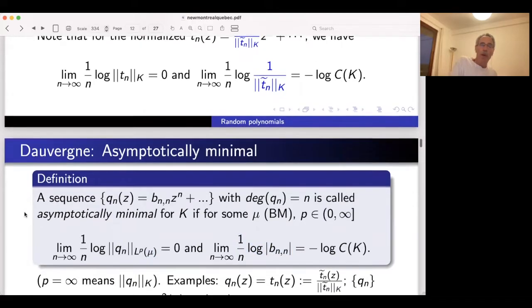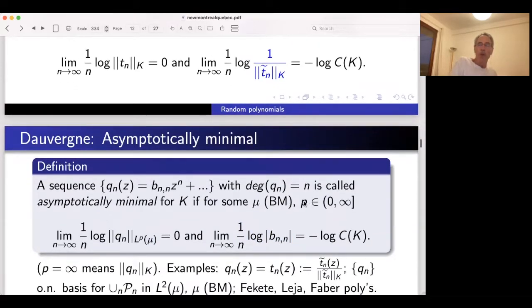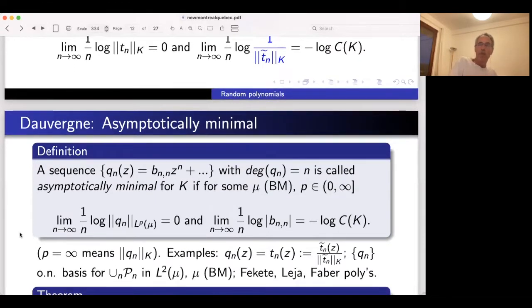And by the way, don't worry about this p so much. Think of p equals 2. But it turns out if you have a Bernstein-Markov measure, and I define that in terms of L2 norms, then it works the same with Lp norms for any finite p. And if p is infinity, that means sup norm. So in any case, these asymptotically minimal polynomials generalize the Chebyshev polynomials in a sense. Chebyshev polynomials would be an example.